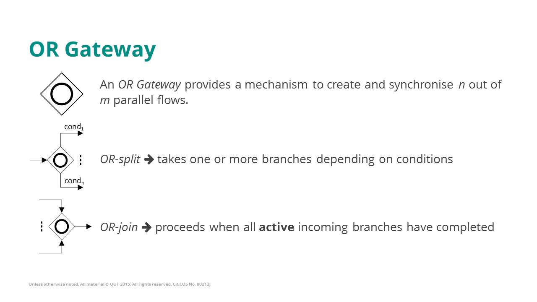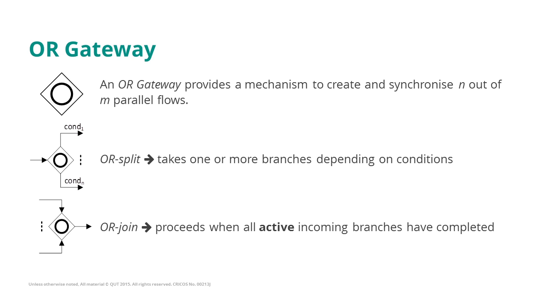The OR join, on the other hand, proceeds when all active incoming branches have completed. So here the keyword is active, meaning those that are currently being performed and eventually will complete. Or in token terms, which token is going to arrive at the doorstep of the OR join through that particular branch in which the token is flowing.